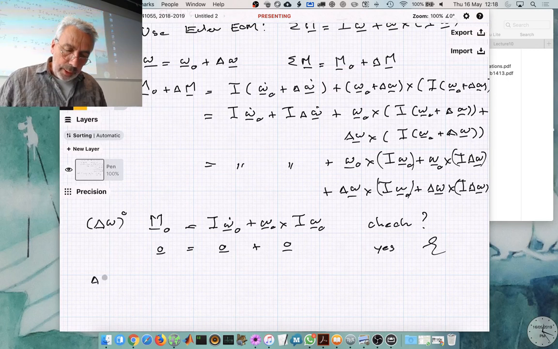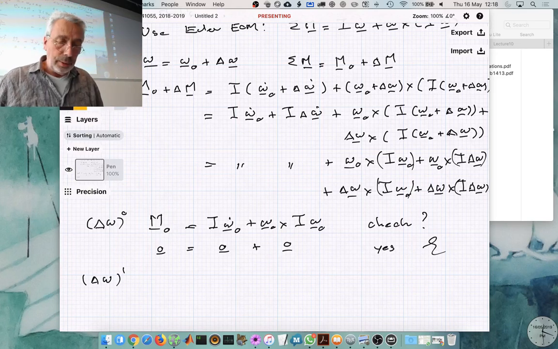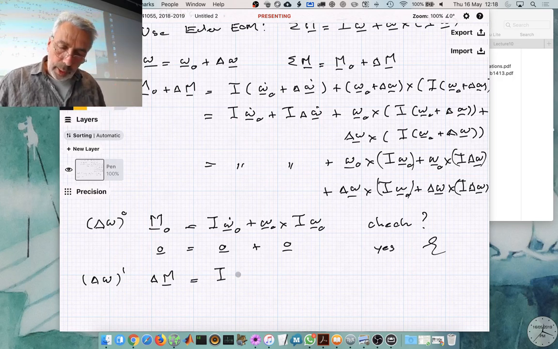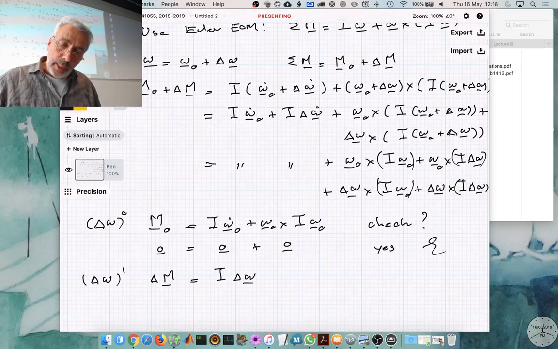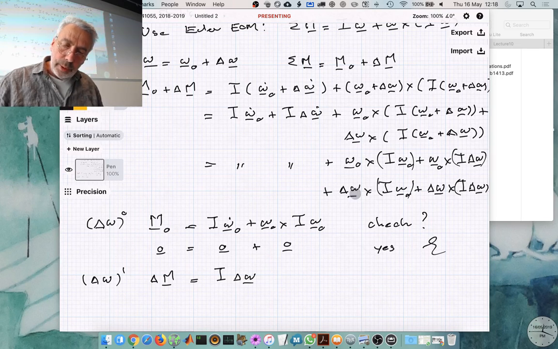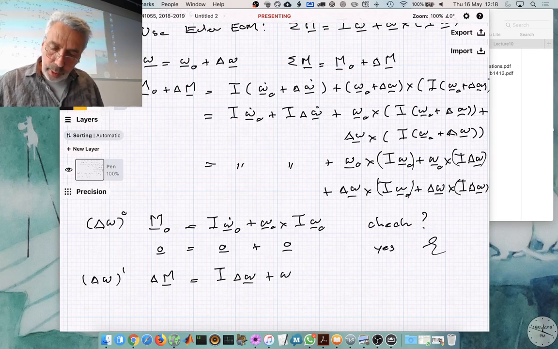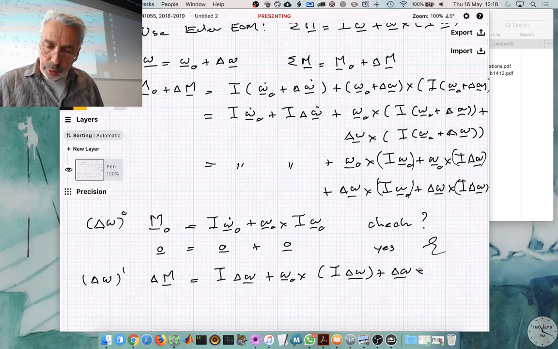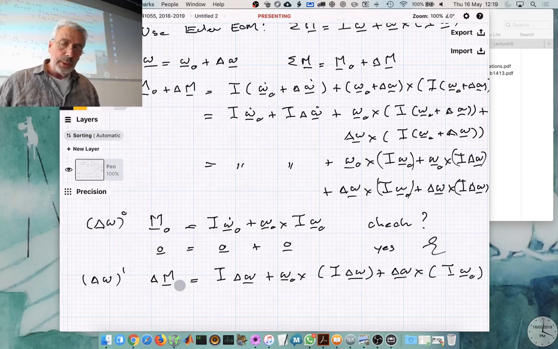Then we take all variations of delta to the power of 1. That's the first order variation equation. So that tells us delta m, the changes in torques which I apply, are: the first part is I delta omega. And then from this we have to get the linear parts, and these are the two linear parts: omega 0 cross I delta omega plus delta omega cross I omega 0. So this is the most interesting equation which we will use.